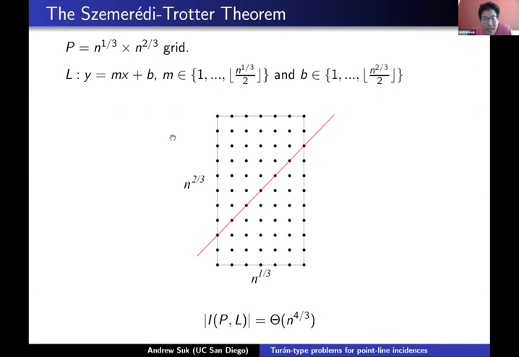Each of these lines will be incident to n to the 1/3 of these grid points, because for each integer x between 1 and n to the 1/3, this quantity will be an integer that's at most n to the 2/3. So for each line and for each integer x between 1 and n to the 1/3, our line will hit a grid point. Since we have roughly n lines, and each line is incident to n to the 1/3 points, this construction will have n to the 4/3 incidences.